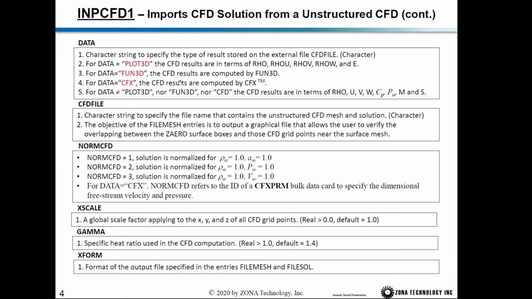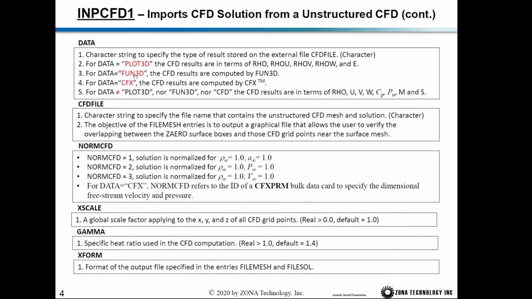Okay, and we have several options. If DATA equals PLOT3D, the CFD results are stored in terms of the 5 flow variables of the Navier-Stokes and Euler equations: rho, rho U, rho V, rho W. This is the density, momentum along U, momentum along V, momentum along W, and the energy. If DATA equals FUN3D, then the CFD results are computed by FUN3D. If DATA equals CFX, the CFD results are computed by the commercial code called CFX.